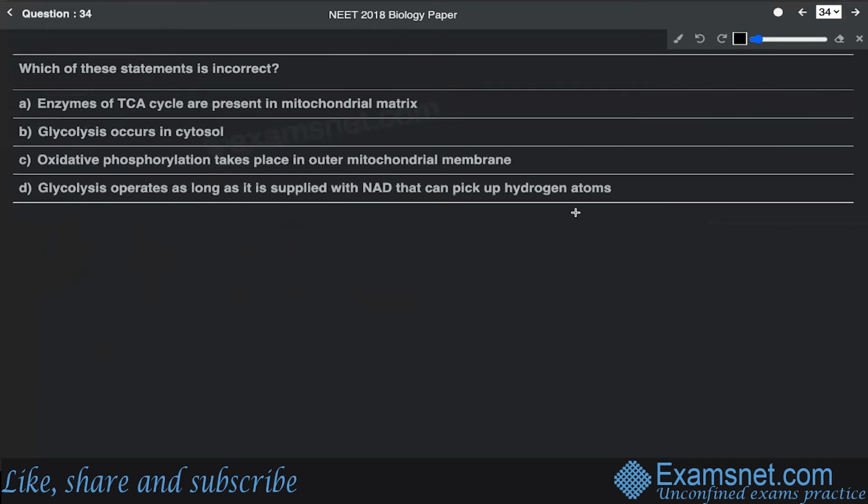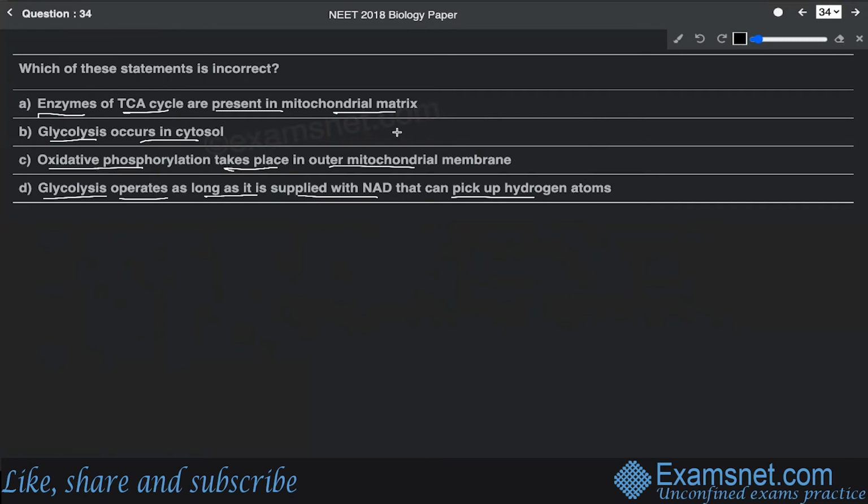Now, question number 34. Question number 34 says that which of these statements is incorrect? Enzymes of TCA cycle are present in the mitochondrial matrix. Glycolysis occurs in cytosol. Oxidative phosphorylation takes place in outer mitochondrial membrane. Glycolysis operates as long as it is supplied with NAD that can pick up hydrogen atoms. All right. Now, this question has been asked from the chapter of respiration in plants, and it is from 11th standard. And there are certain statements regarding the processes, if you see.